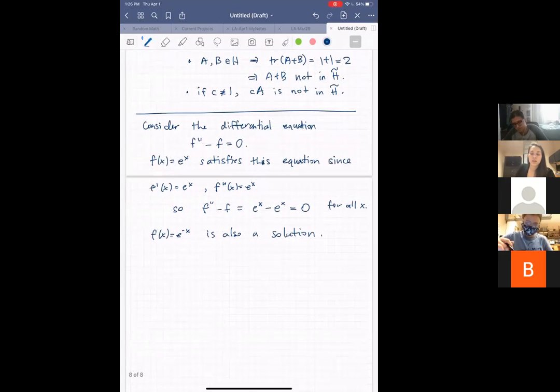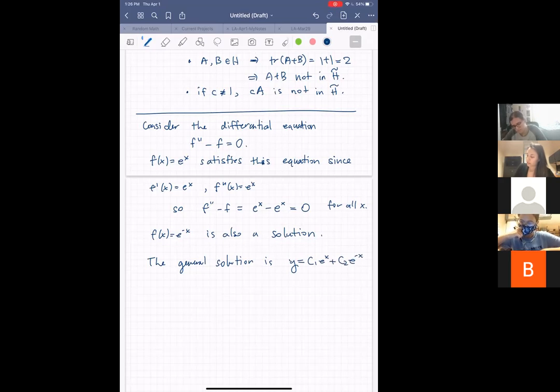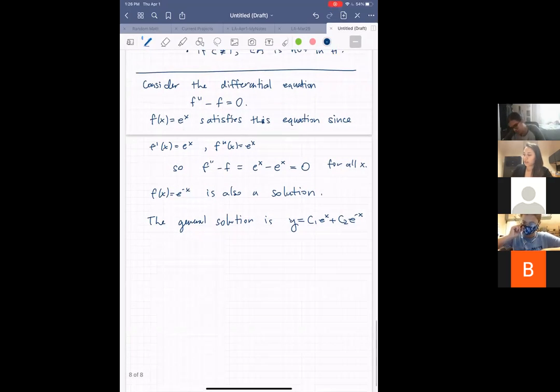And you would learn in ODE, or you could just see by verifying this, that the general solution, the most general form of this solution, would be, I'll just use this notation, y equals c1 e to the x plus c2 e to the minus x, right? Where c1 and c2 are constants. So notice that this is a linear combination of the two solutions, right?